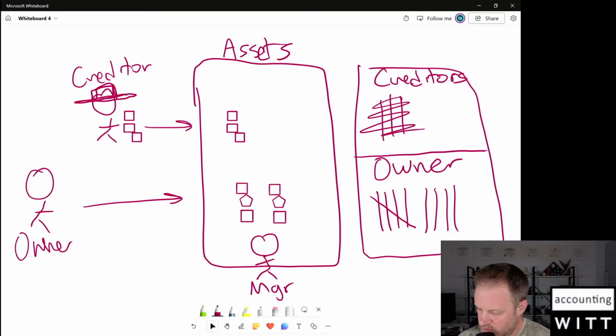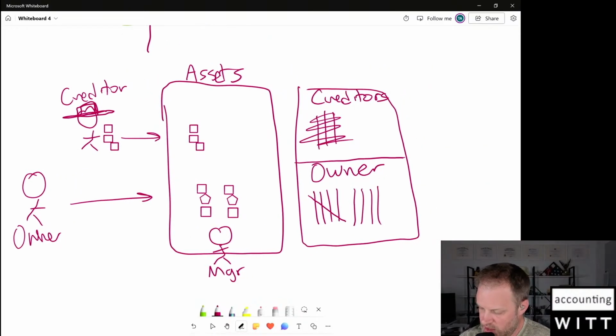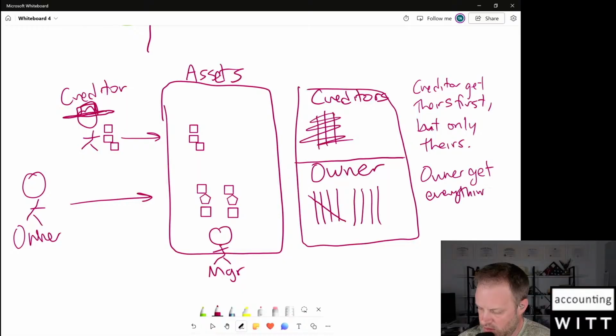So the rules of the game here are: creditor gets theirs first, but only theirs. Owner gets everything left over. So what we're trying to illustrate here is this game of creditors go first, but they only get what's on their scorecard.